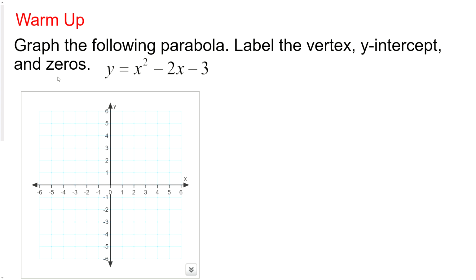We're going to warm up with graphing some quadratics. So the first one here, y equals x squared minus 2x minus 3. We want to label the vertex, the y-intercept, and the zeros. So let's first find the zeros by factoring this. Looks like we can factor it into x minus 3, x plus 1. That means that our x-intercepts are at 3 and negative 1. So we'll first mark those, 3 and negative 1.